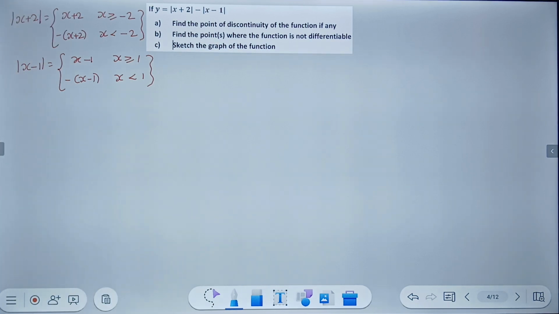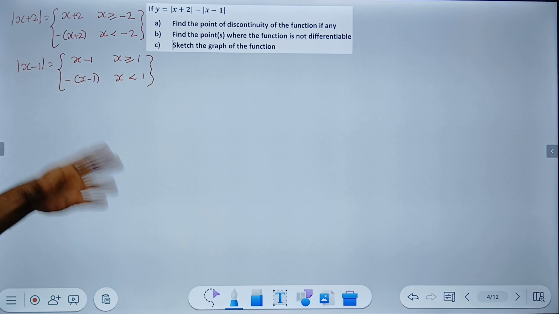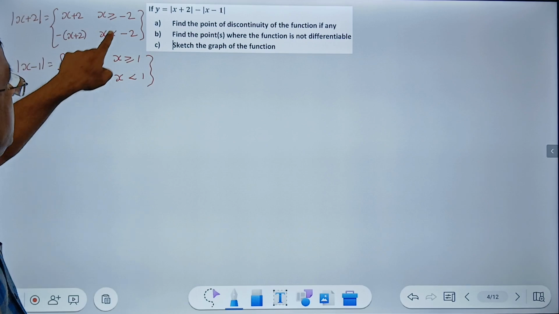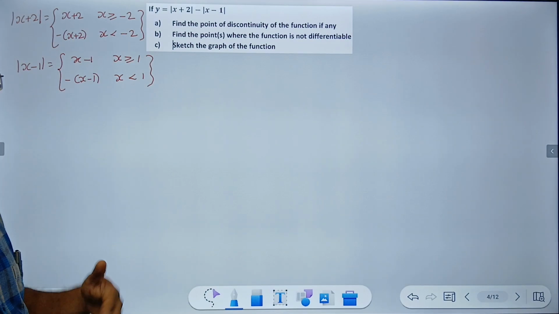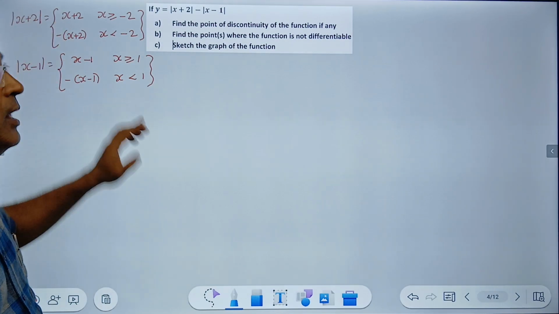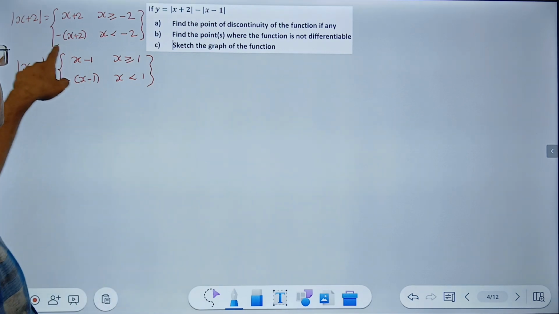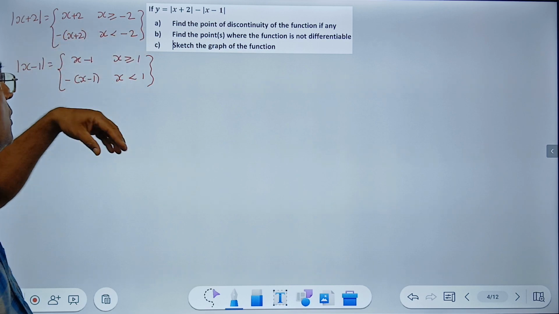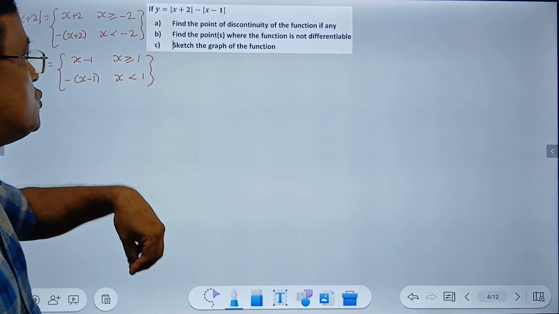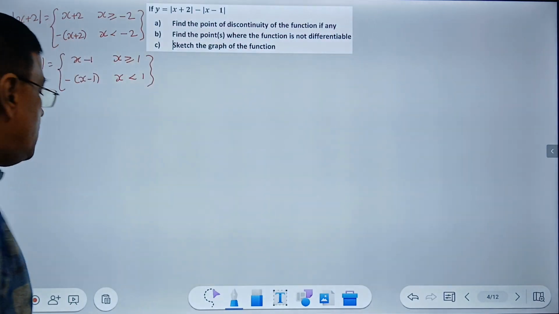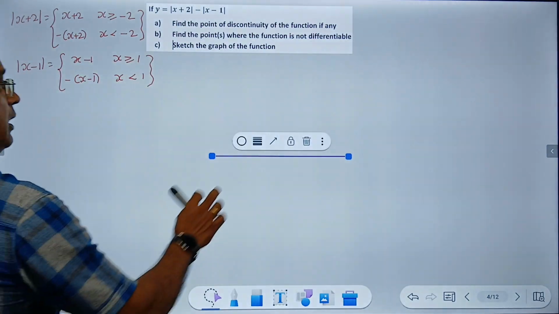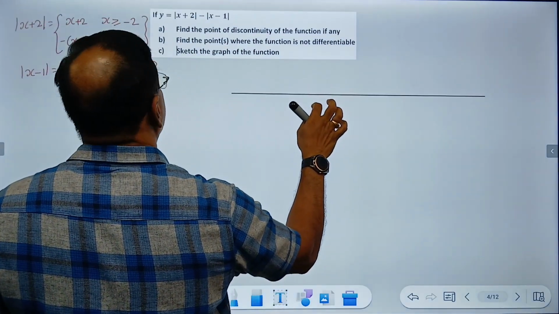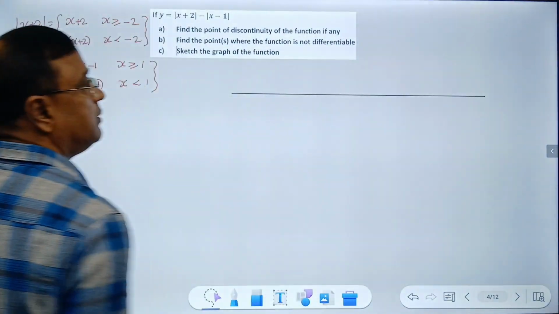Okay. Now where does this function have a problem? If at all it has discontinuity or non-differentiability, it has to be only at minus 2 and 1, because that is where you are having two different functions. To the left of minus 2 it is minus of x plus 2, to the right of minus 2 it is plus x plus 2. So there are two different functions. So the problem, if it exists, it has to be at minus 2 and 1. Okay. So what I do, I take the number line and just keep it here. This is for my reference. This is my number line.